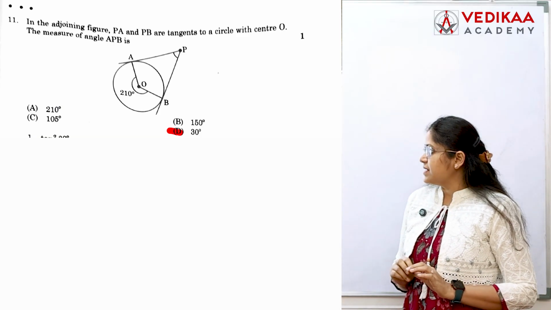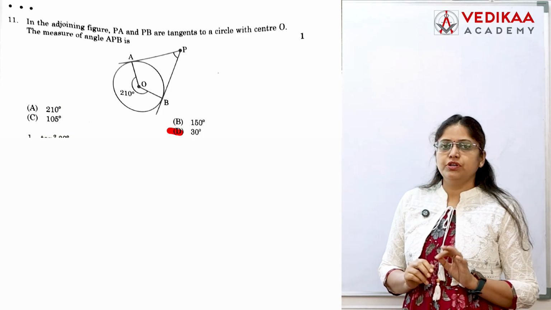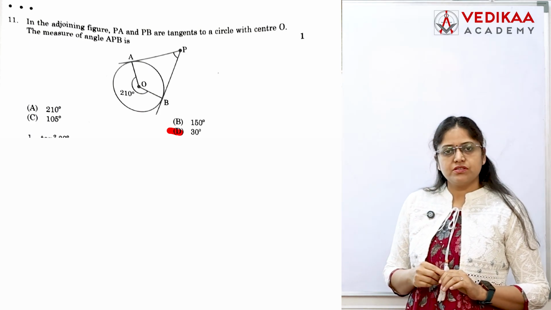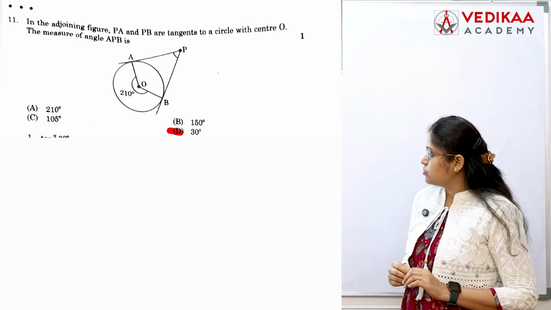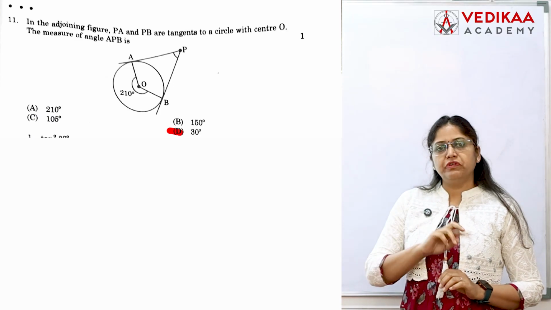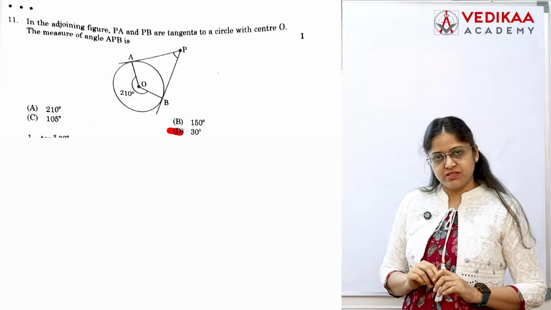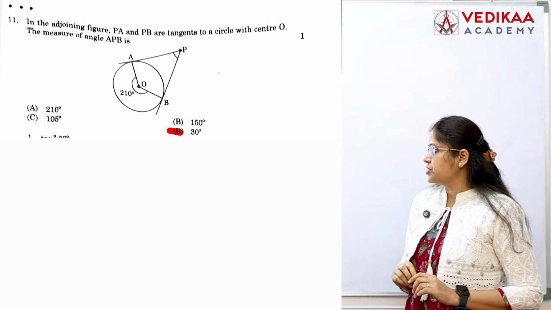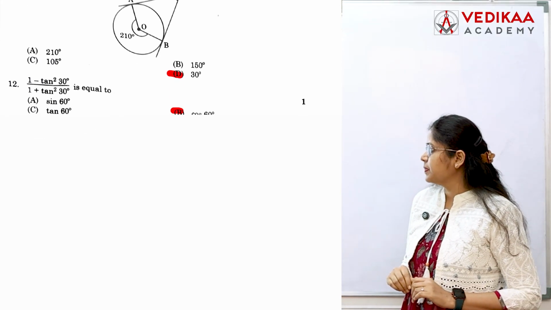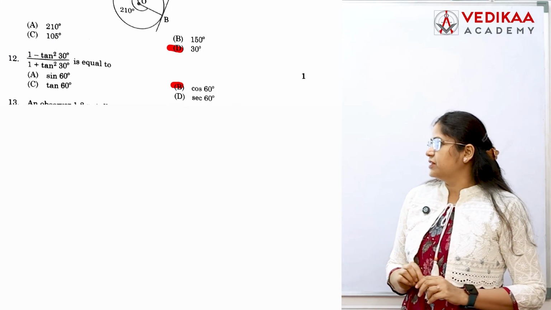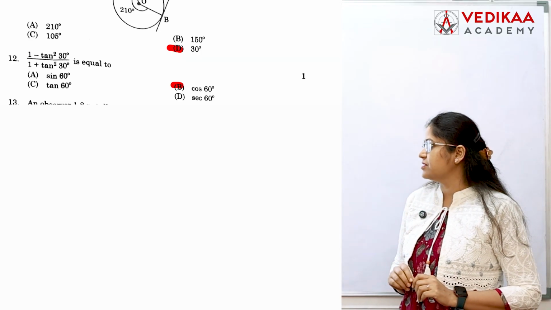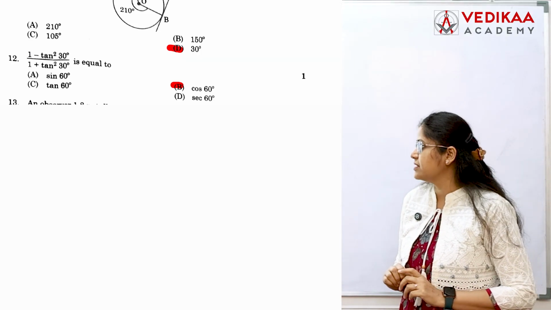Now reflex angle AOB was given to you, which is equal to 210. So you can easily calculate angle AOB, which is coming out to be 150 degrees. So angle APB is equal to 180 minus 150. So the answer is coming out to be 30. So question number 11, answer is D, 30 degrees. Next, let us start with question number 12. One identity is given to you, 1 minus tan square 30 upon 1 plus tan square 30.